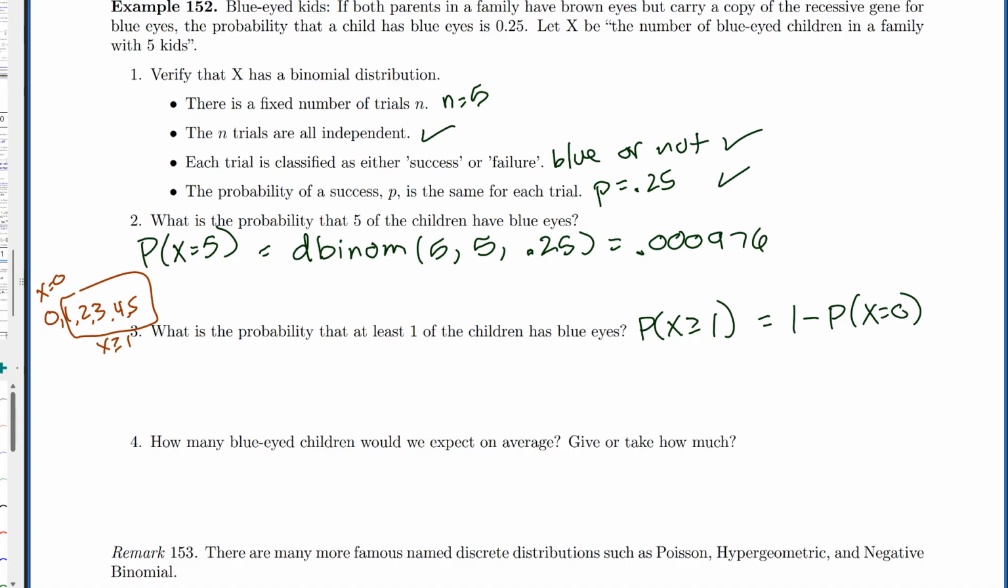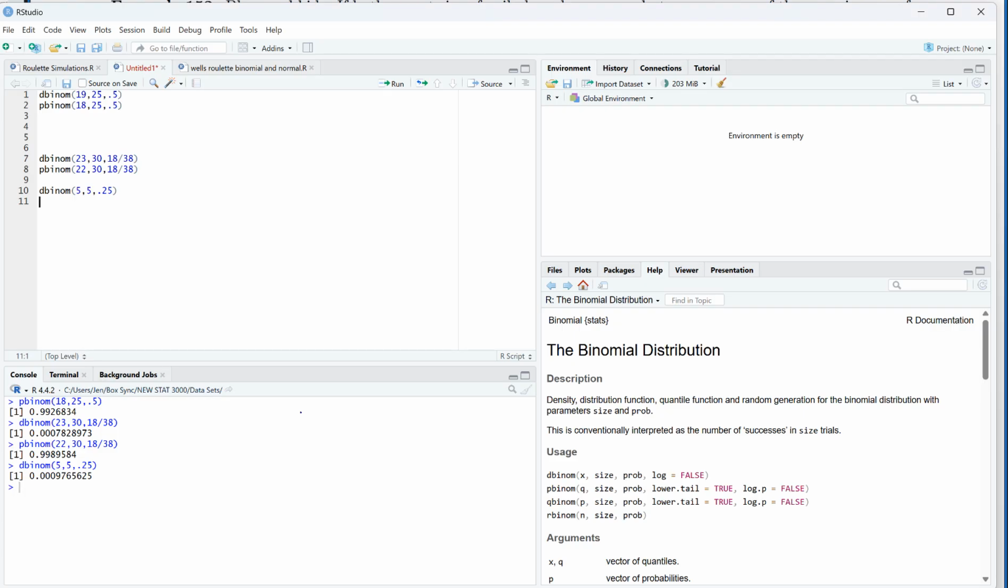So let me switch back here. This will just be equal to 1 minus, and I'm going to do dbinom of 0, because I'm interested in 0. 5 attempts, 0.25 chance of success. And let's go see what that gives me. So dbinom 0, 5, 0.25. Oops. You do have to type the parenthesis.